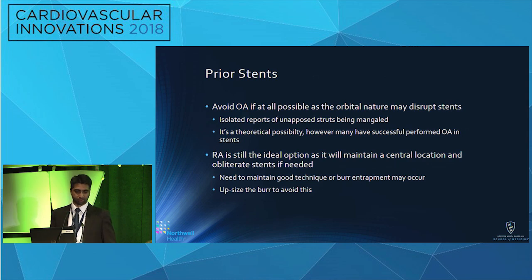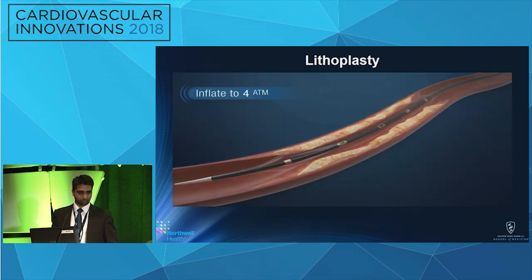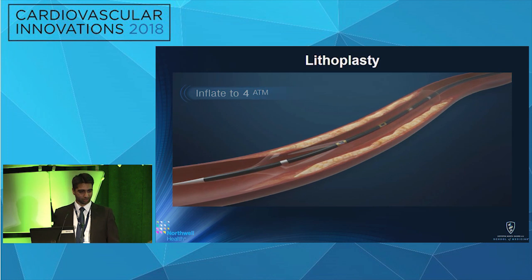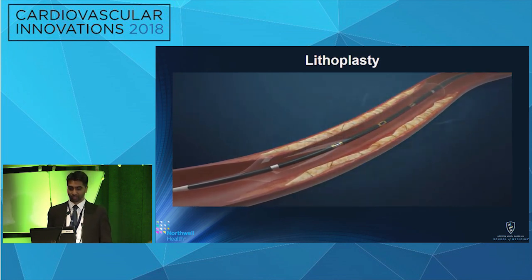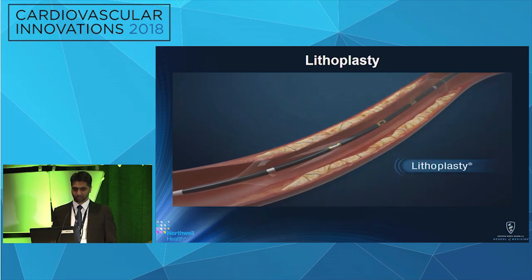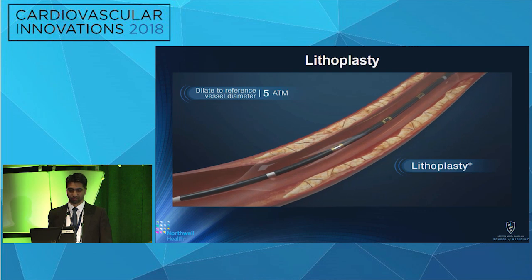In prior stents, we try to avoid using orbital atherectomy if at all possible, and rotational atherectomy still tends to be the standard choice. So this was supposed to be an innovation talk, so I spoke about orbital atherectomy, but I think you cannot not talk about other ways of managing calcium, albeit atherectomy is currently the mainstay and is currently the only FDA-approved method and mechanism of doing it.